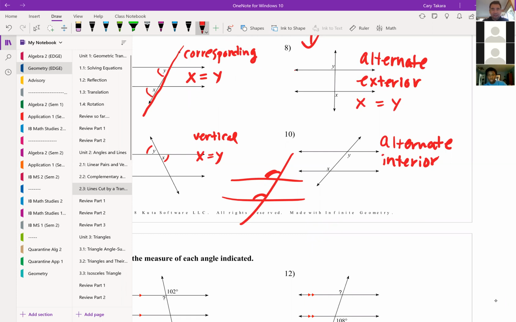And what's the relationship, Leo, between X and Y? Because Y is inside the line and X is inside. Would you agree that X and Y are the same measurements? Yes, X equals Y.